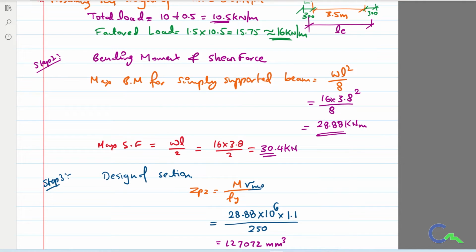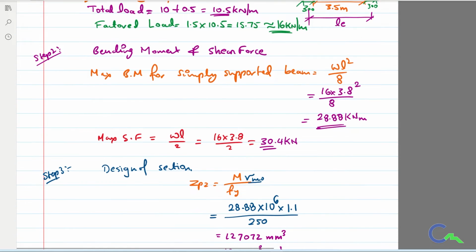In the second step, we have to find the bending moment and shear force. They have given a simply supported beam, so the maximum bending moment is given by WL square by 8. So I got 28.888 kilonewton meter. Maximum shear force, we know, is WL divided by 2, that is nothing but the support reaction. So that is 30.4 kilonewton.